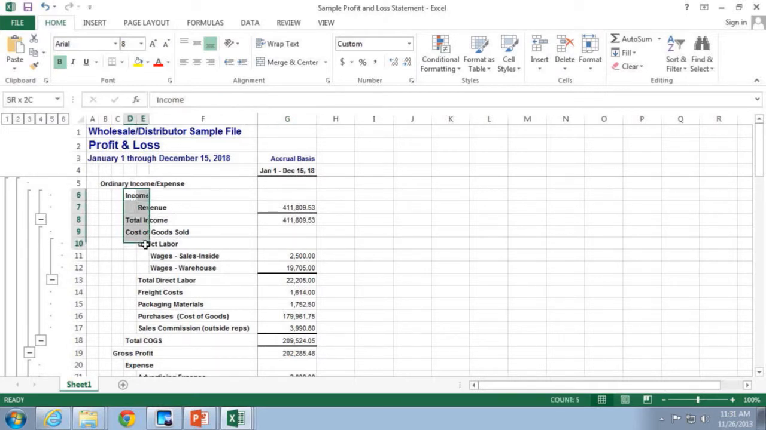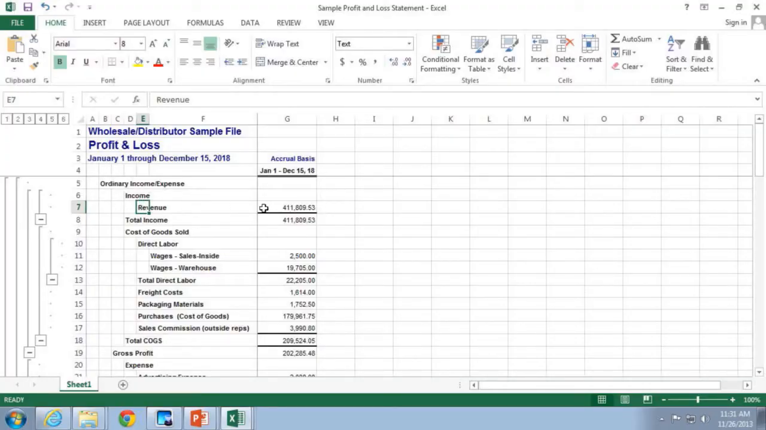Now, I don't have account numbers turned on in this particular sample file, but had I turned on the account numbers, you would see that they would start with a 4. So maybe the income would just be a general 4,000 or 400, and then you would count up, maybe revenue would be 4001 or 4010, whatever naming convention or numbering convention you wanted to call it. But our top line income is going to be our $411,000.